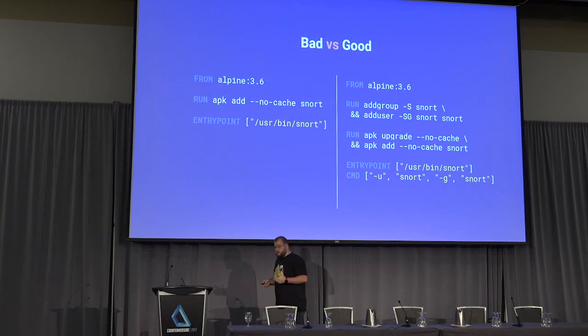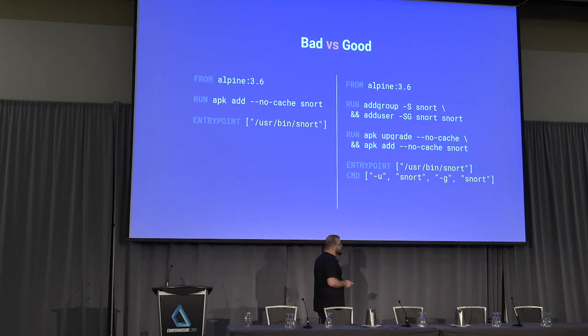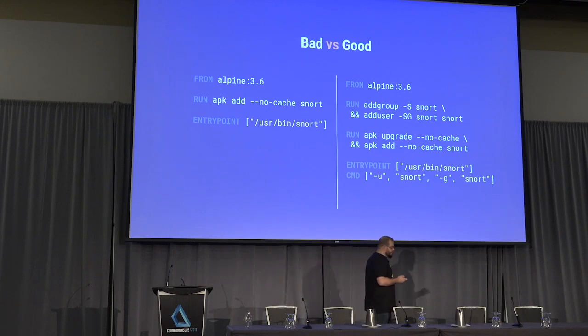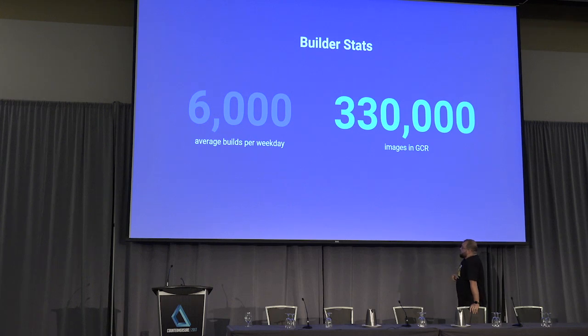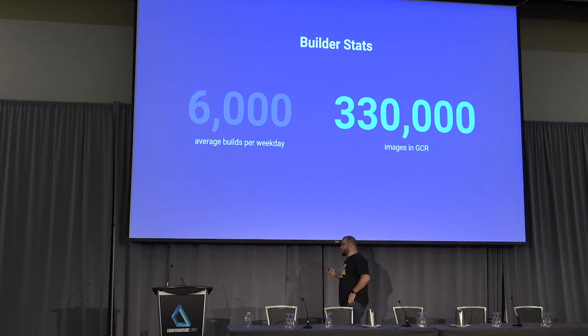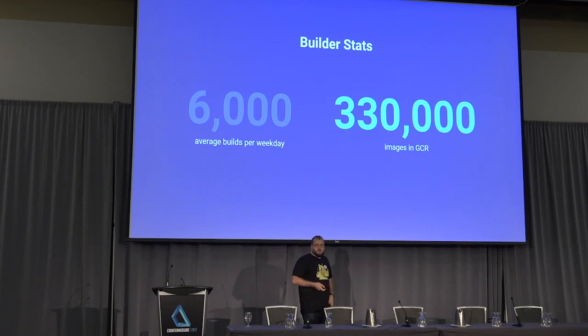At Shopify, when we build a large container that supports a Ruby on Rails application, for example, it is not 5 or 6 lines. It ends up being sometimes up to 100 to install all of your dependencies appropriately. We build a lot of containers at Shopify. When I pulled the numbers for this talk, we were building about 6,000 containers per day through our automated CI process, and we have about 330,000 images inside of our primary Docker repository.